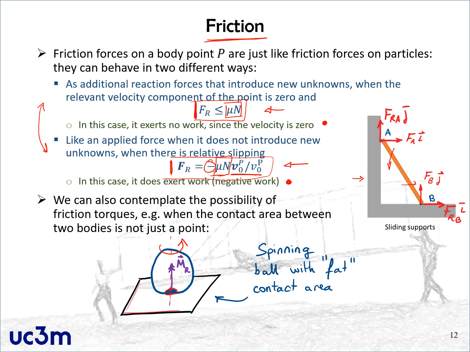Again, this friction torque would be either a reaction torque or an applied torque, depending on the case where we are. If the angular velocity is different from 0 in the direction associated to the torque, then we are in the applied torque case. If the torque magnitude is smaller than some limit value given by the friction coefficient and the normal force, then we are in the first case, the reaction torque case.